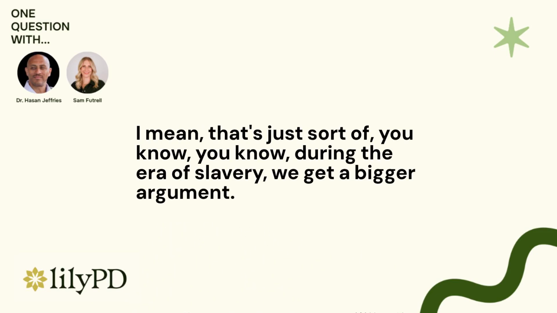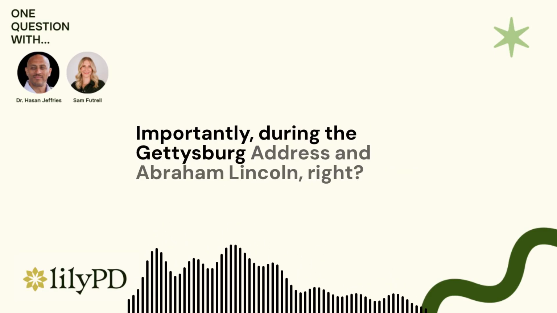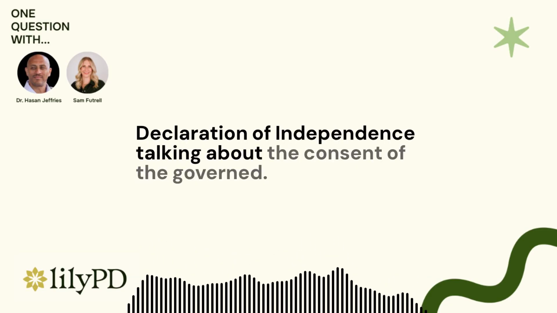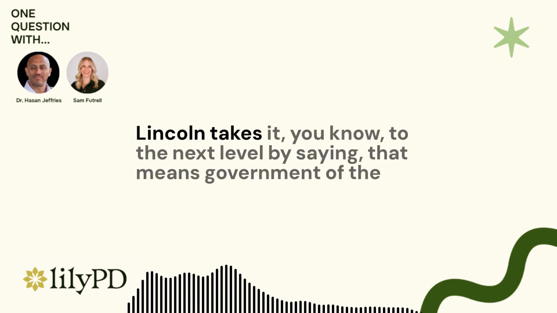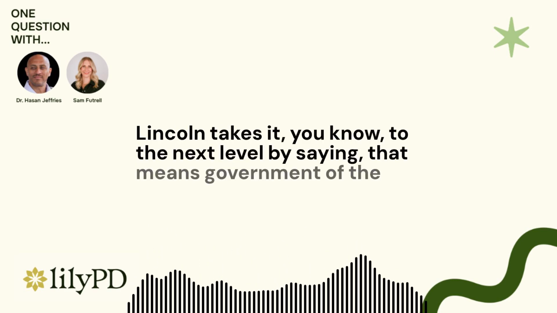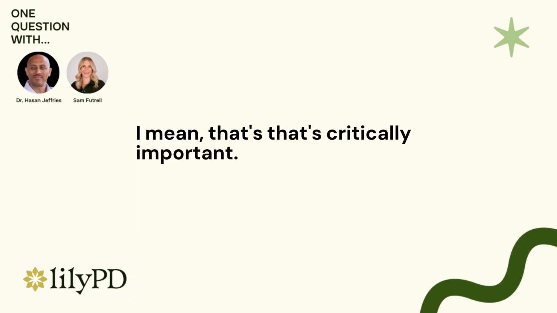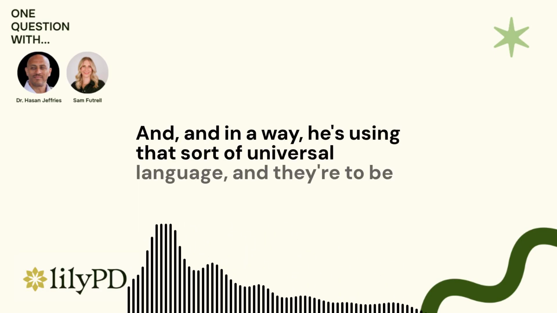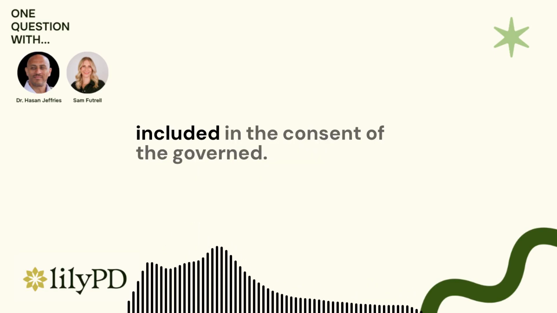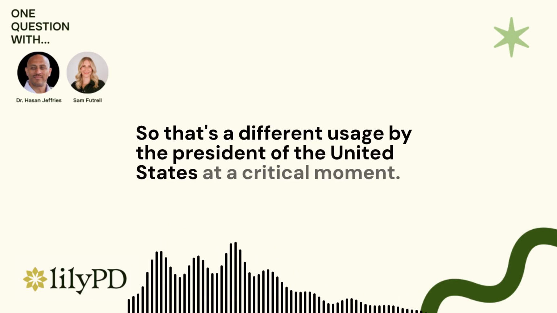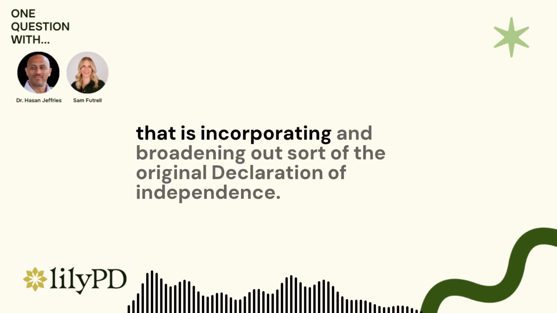We get a bigger argument, importantly, during the Gettysburg Address and Abraham Lincoln, right? Because when Lincoln talks about the consent of the governed, or the Declaration of Independence talking about the consent of the governed, Lincoln takes it to the next level by saying that means government of the people, for the people, by the people. That's critically important. And in a way, he's using that universal language, and they're to be included in the consent of the governed. So that's a different usage by the President of the United States at a critical moment, incorporating and broadening out the original Declaration of Independence.